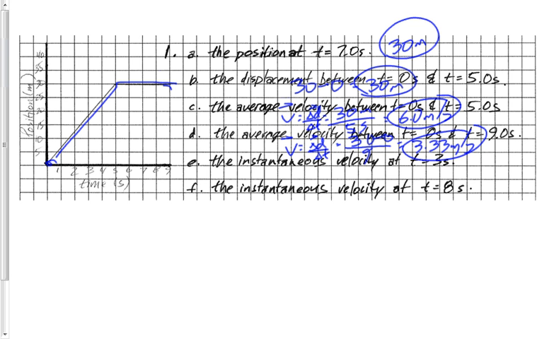Now, can anybody explain to me why it's a lower value? Why is the average velocity from 0 to 9 smaller than the average velocity from 0 to 5? No, it's not constant acceleration. 0 to 5 is constant velocity, right? Yeah, so it's not moving there. So it's like you're losing time there, right?